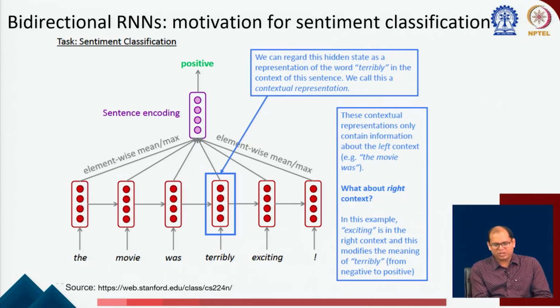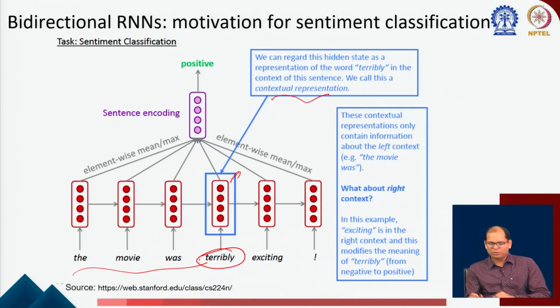Because you are only getting the left context at this point, and terribly in general is a negative sentiment, this hidden state will be more negative. This will have a more negative sentiment representation, because this hidden state captures information up to "terribly." So this contextual representation will be more negative, because it's only containing information from the left.